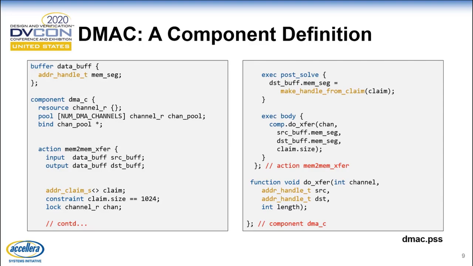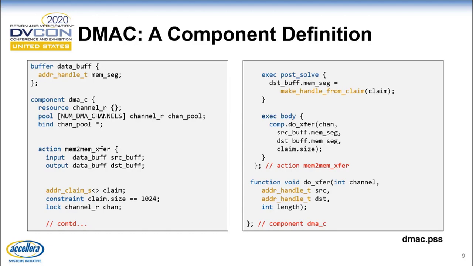So this is a necessary scaffolding that we have. The brownish golden color you can see is our special constructs that a tool understands how to deal with. And we have seen this already in Prabhat's section. So what you see here is a DMA component. This mem-to-mem xfer is a leaf level action, which finally in its exec body is calling a function, do transfer, and it gives all the necessary parameters: the channel number, source and destination address handles, and the size for the transfer itself.